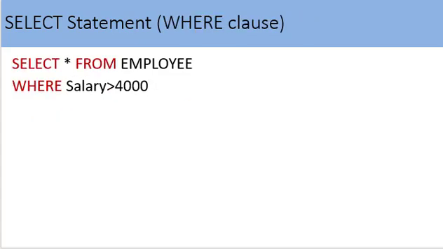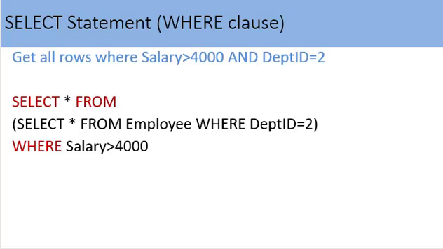Let us see another important clause of select statement. It is where clause. After the where keyword, we write a condition. For example, select asterisk from employee where salary greater than 4000. This query gets all records from employee table where salary is greater than 4000. Where clause is optional.